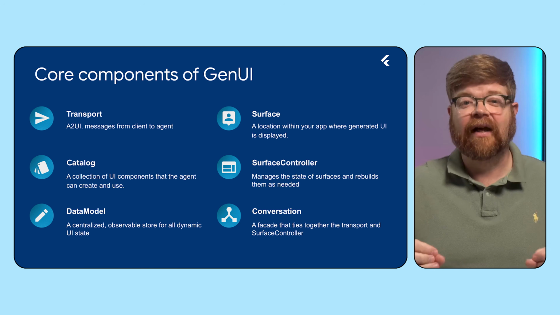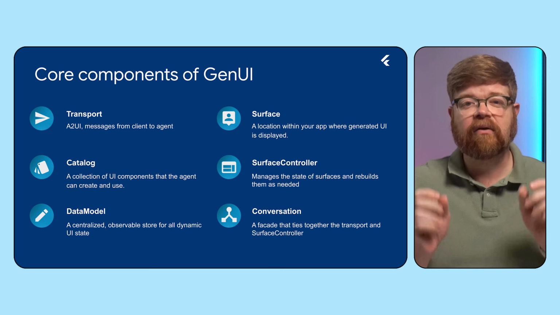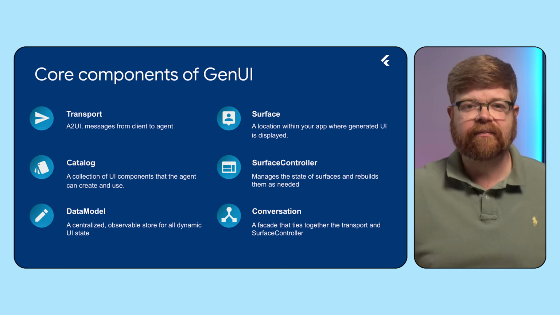Finally, there's the conversation. This is a facade class that ties together the transport and the surface controller to give you a single clean API to code against. All right, so let's get into some code and see these building blocks in action.